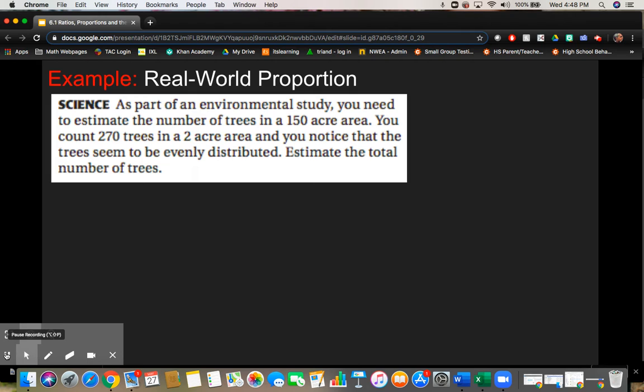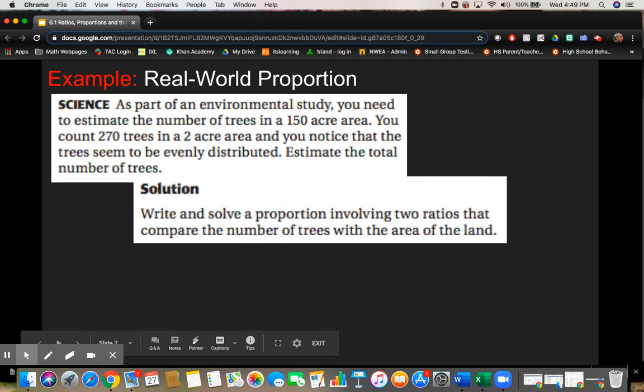This is a real-life situation where you don't want to have to walk a 150-acre area and try to count all the trees on 150 acres. That's a tremendous amount of distance and the number of trees to try to count. What you can do, though, is pick a much smaller area, assume the trees are going to be about the same all over, and use your smaller area to determine your larger area. So where do you begin?